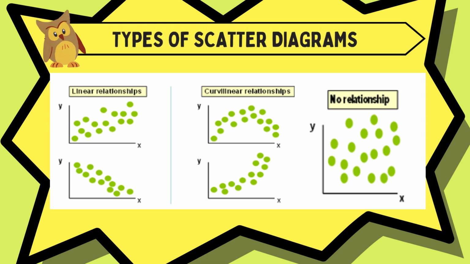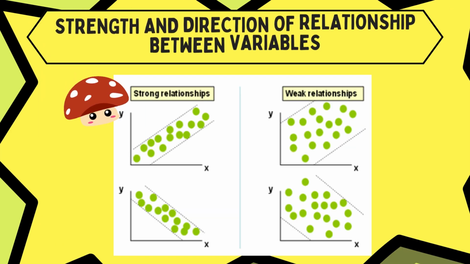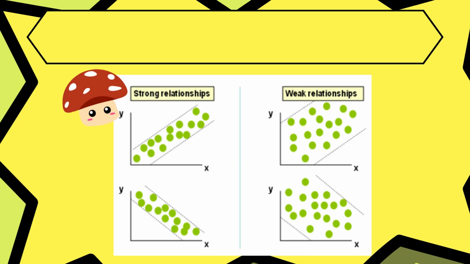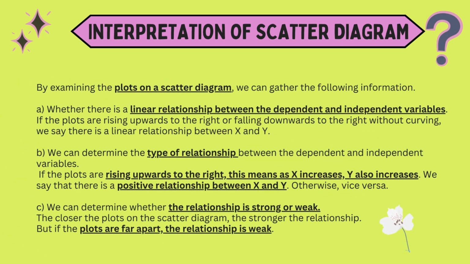These are the types of scatter diagrams. Next, the graphs show the strength and direction of relationships between the variables. In addition, the interpretation of a scatter diagram depends on whether the plots are rising upwards to the right: as x increases, y also increases, or vice versa. Besides, for the strength of relationships, if the plots are far apart, the relationship will be weak, while if the plots are closer together, the relationship will be stronger.